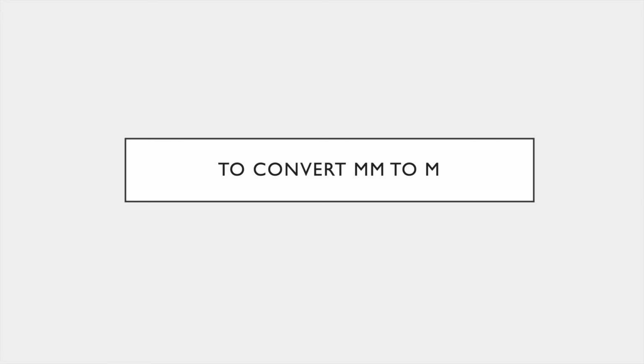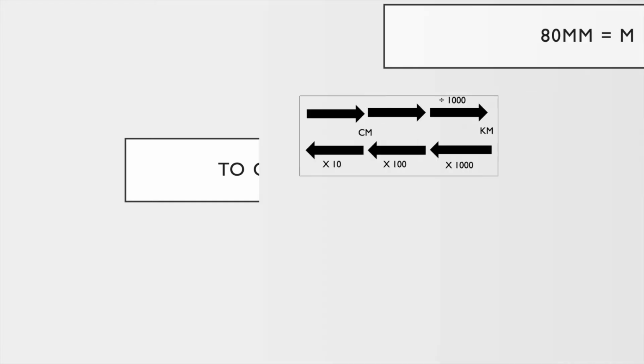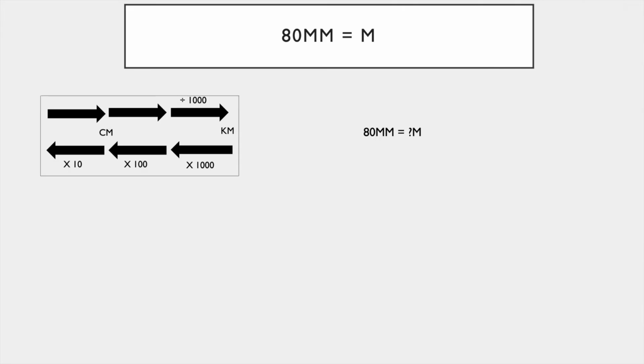The next slide is to convert millimeters to meters. So assuming that you have to convert 80 millimeters to meters, what you have to do is to count how many times you move from millimeter to meter. So from millimeter to centimeter is divided by 10, and from centimeter to meter is divided by 100. Next you have to multiply 10 by 100. That'll give you what? 1000. Then divide 80 millimeters by 1000.